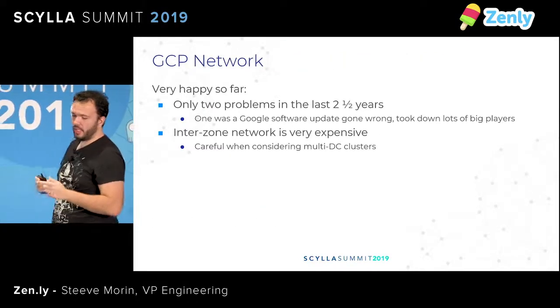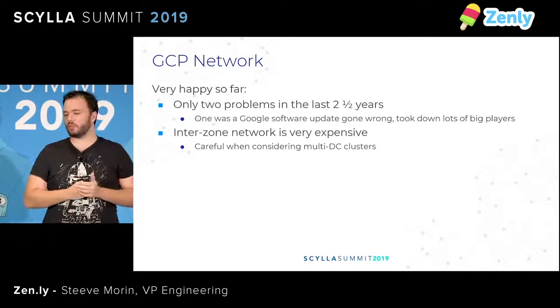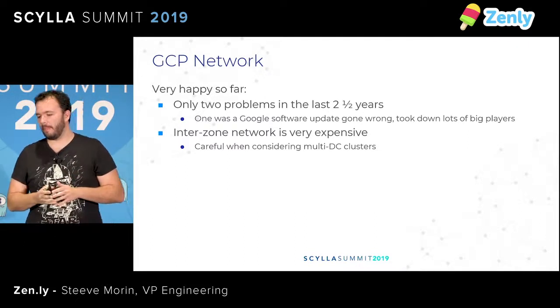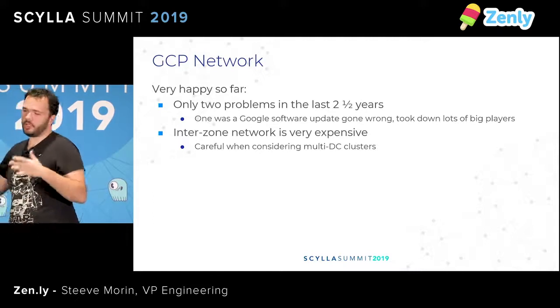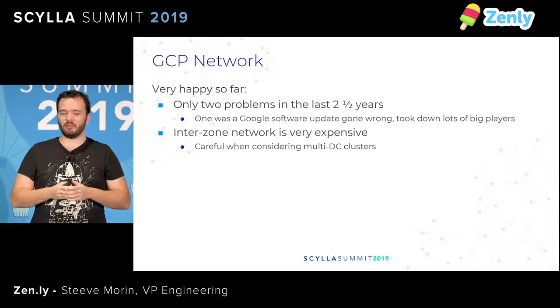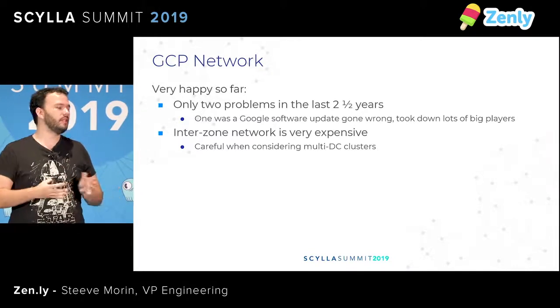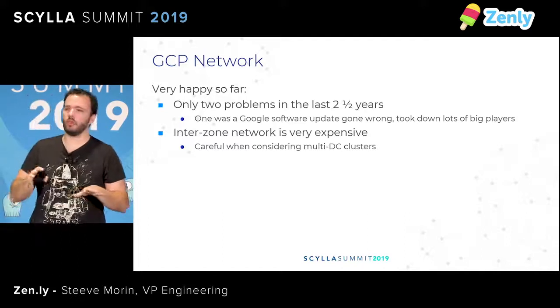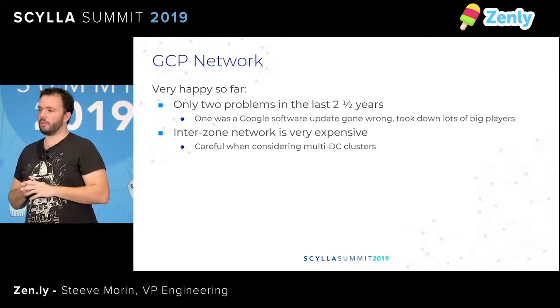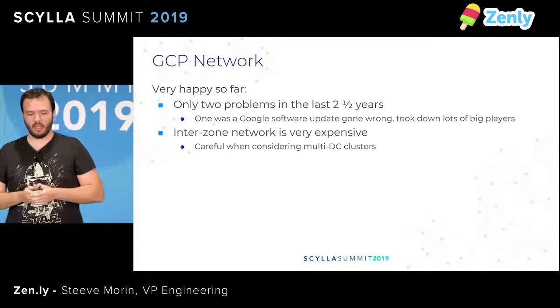The good side, though, is the network is really, really good. We had 2 major incidents. One of them was we were not the only ones, so all good, but everything works perfectly. We didn't have any problems whatsoever, although it's pretty expensive. So when you do multi-zone, multi-DC deployments across zones, be careful with that because it can go up quite a bit.